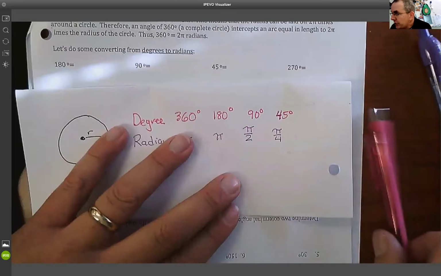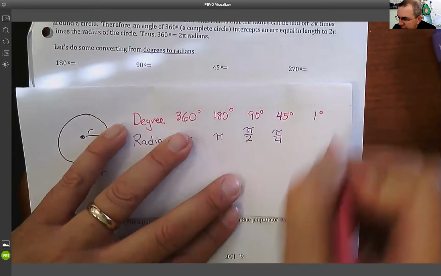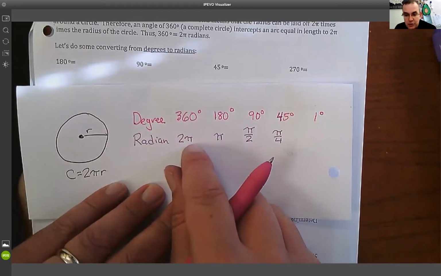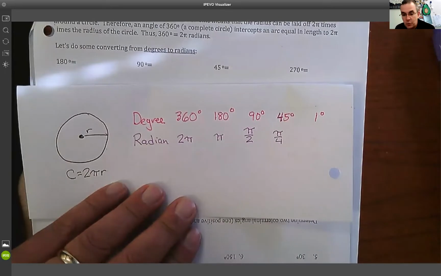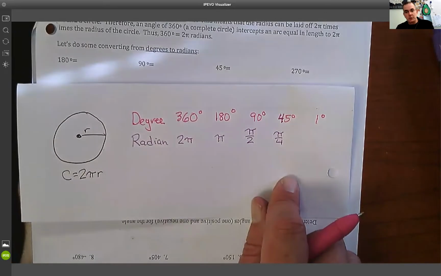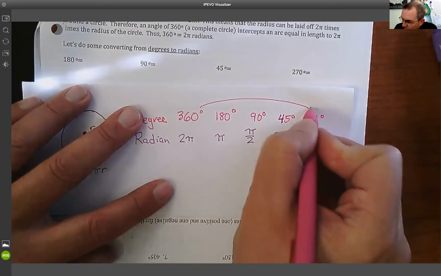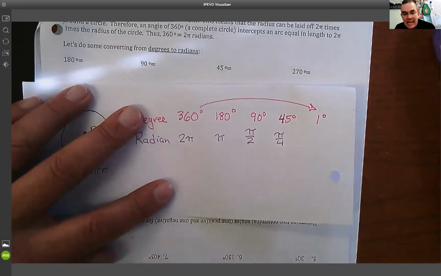So again, what would be really, really nice is if I could figure out how much a degree was worth. Because what I noticed is that 360 degrees is worth 2 pi. 180 degrees is worth a pi. So how much is 1 degree worth? So how would I turn a 360 into a 1? What mathematical thing would I do?